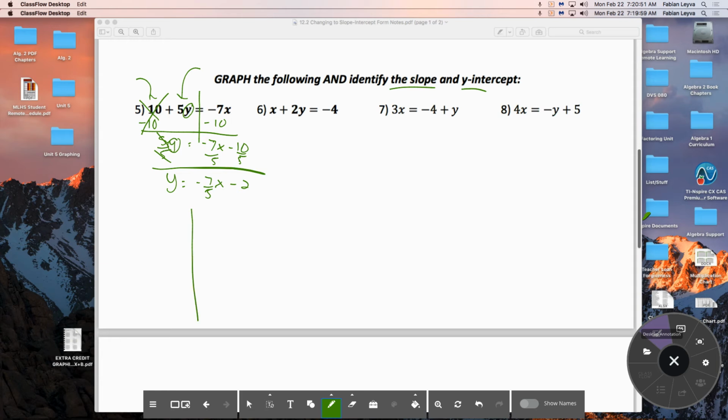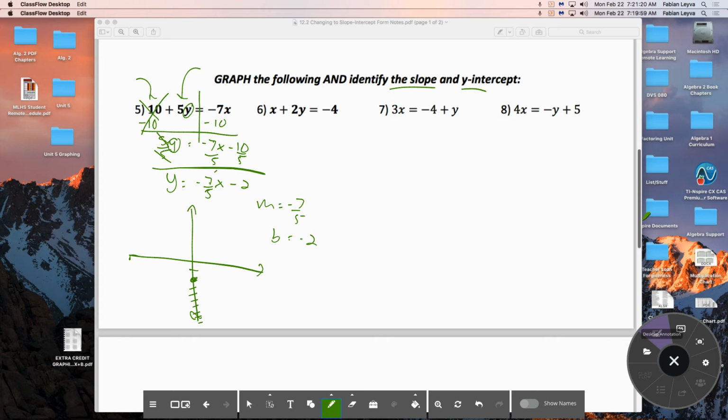So, quick graph. Now, keep in mind that I don't want you to make a table today. All I want to see is a quick graph. Now, we do have to identify our slope and y-intercept. So what would be my slope? Negative 7 over 5, and my y-intercept would be a negative 2. My y-intercept, since it's negative 2, 1, 2, would be right over there. And then my slope would say that I'm going down 7 and over 5. 1, 2, 3, 4, 5, 6, 7. Sorry, down 7 over 5.